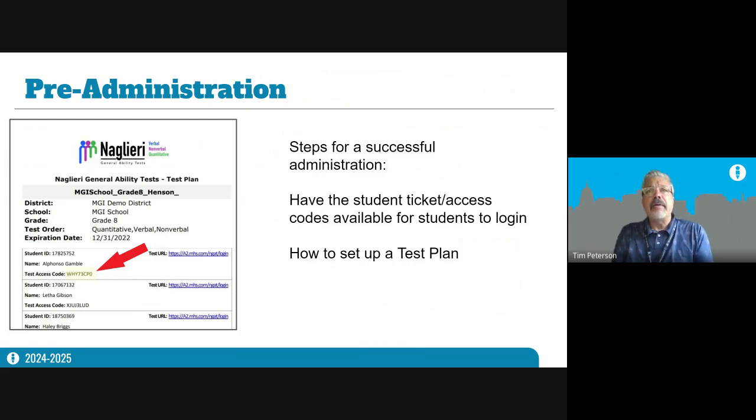So you will need to have the test plan set up, which we will do the first time. And then from that, you will also need to have the student tickets and access codes. Now, access codes typically are a combination of letters and numbers. In the past, one of the issues that we had was the letter O and the numeral 0 look amazingly alike, as do the numeral 1 and the capital letter I.